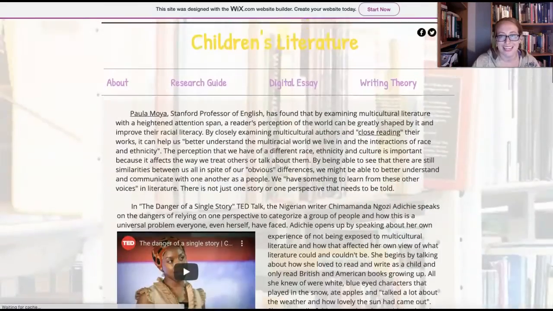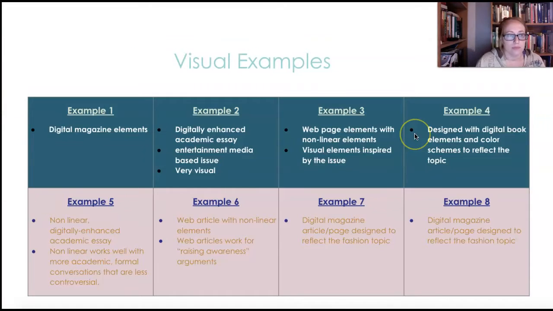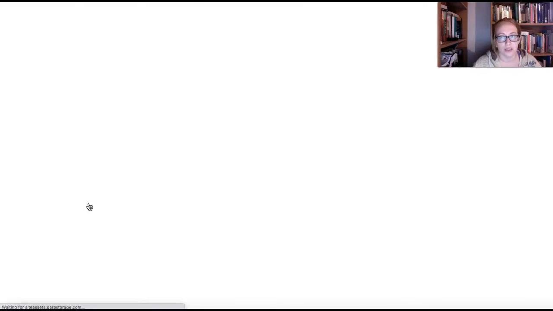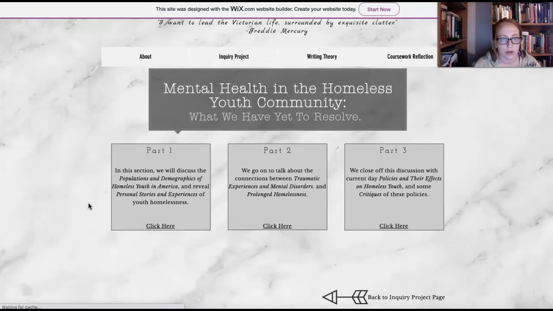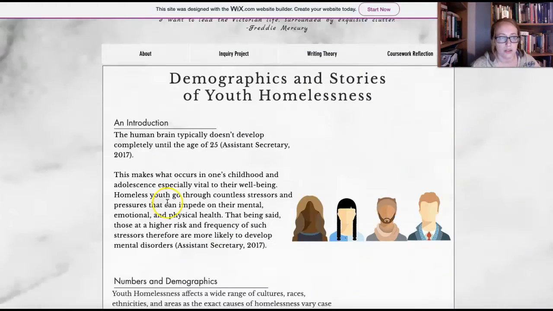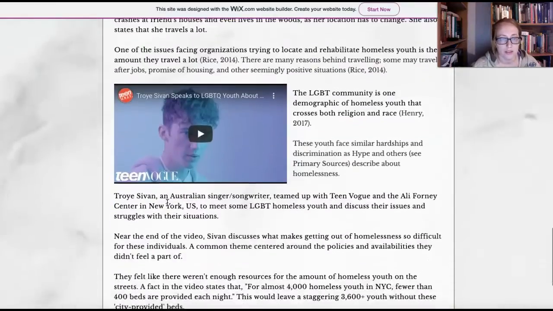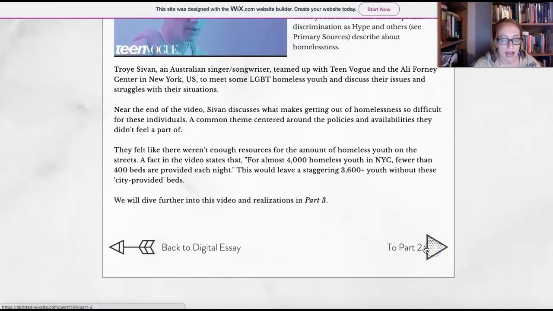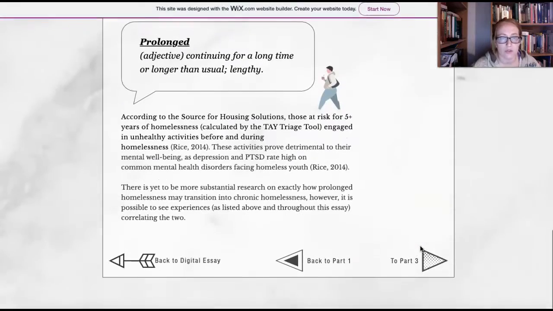So you get the idea. Sorry. All right. Example number 5. This is another non-linear, digitally enhanced academic essay. The other one did have a little bit more of a website feel to it. When you're working with more academic-based essays, non-linear can really work out well. Here's another one. She has it designed in parts, and as you click on each part, it takes you to that piece of the essay. And you can go back and click on another part, or you can scroll through this way.